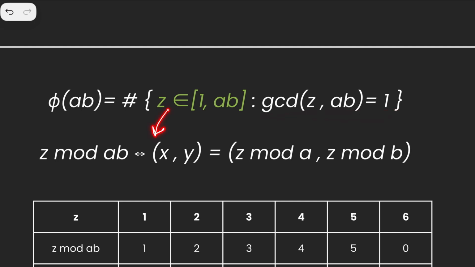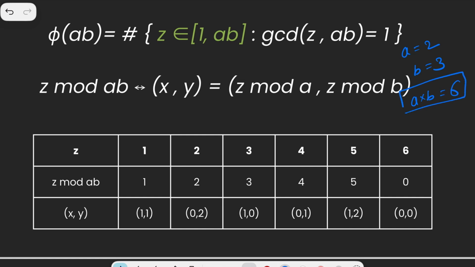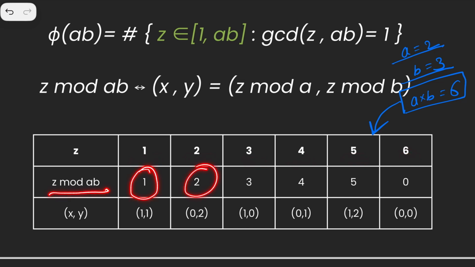So let's look at the first condition first. What it says is that z should belong to the range 1 to a times b, right? Okay, so let's say a is 2 and b is 3. So a times b is going to be 6. For this example, we are considering a as 2 and b as 3, that's why ab is going to be 6. So z belongs to the range 1 comma ab. So z can be 1, 2, 3, 4, 5, 6. Right? Now z mod ab can be 1, 2, 3, 4, 5 and then 0.